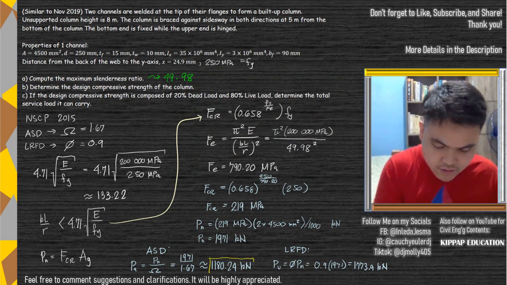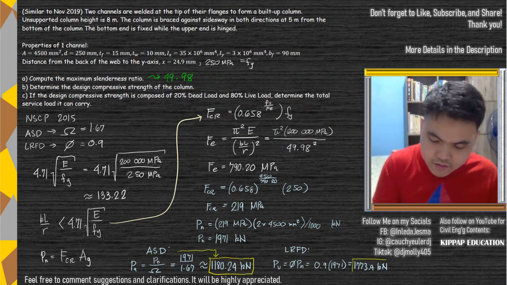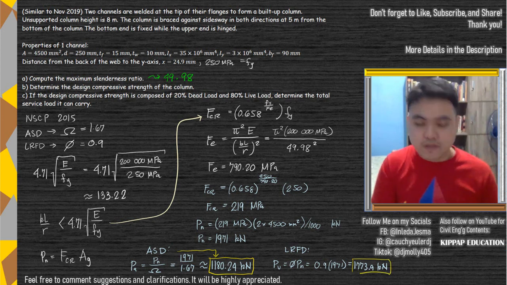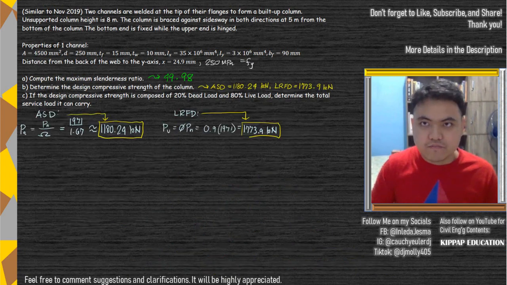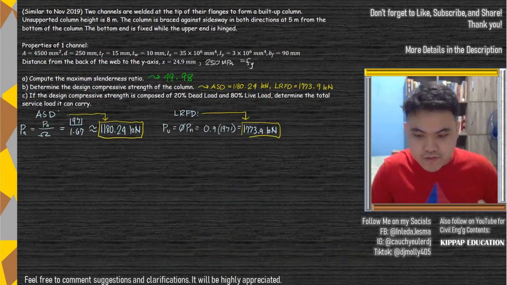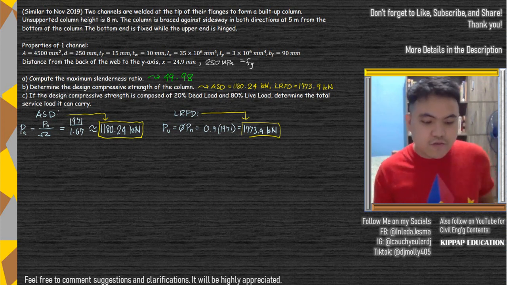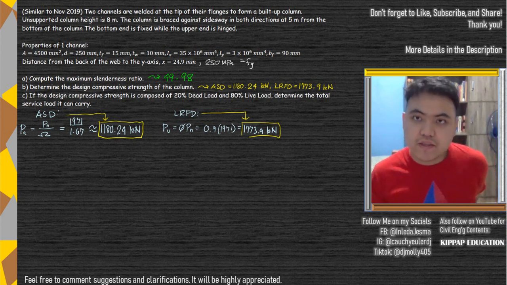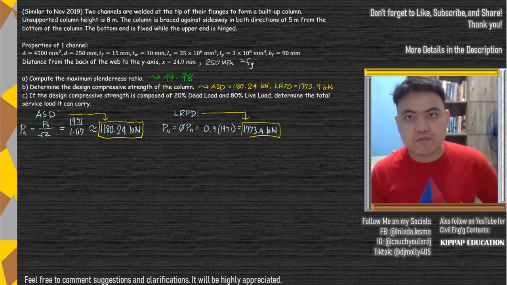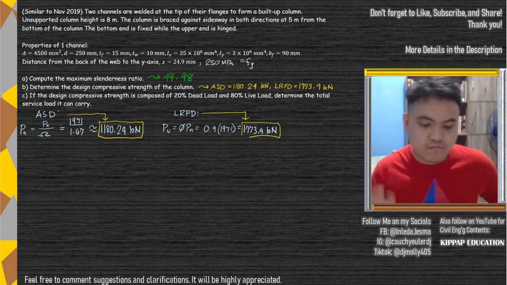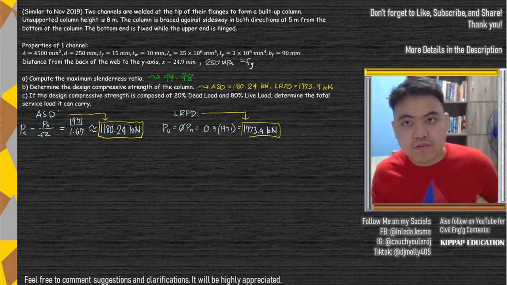So, ito na yung dalawang possible answers natin. We have 1,180.24, that is for ASD. And 1,773.9, that is for LRFD. Let's proceed to the last question for the practice problem. So if the design compressive strength is composed of 20% dead load and 80% live load, determine the service load that it can carry. So yung service load dito, yung unfactored, syempre. So solve muna natin yung dead load and live load.